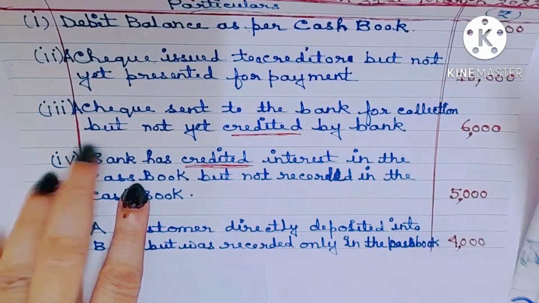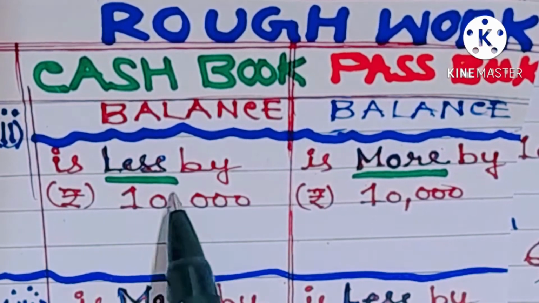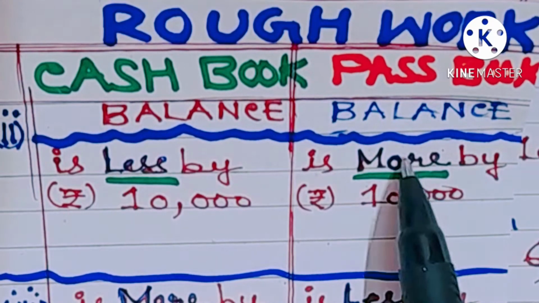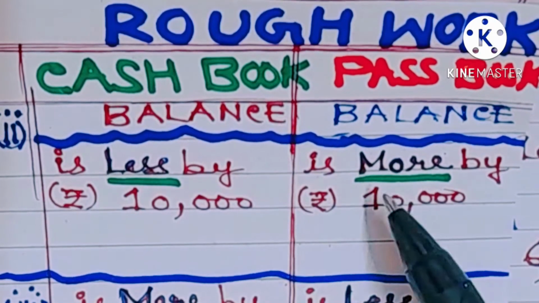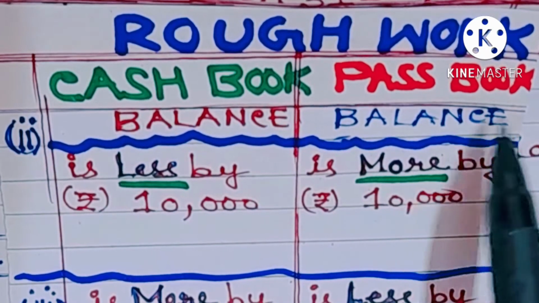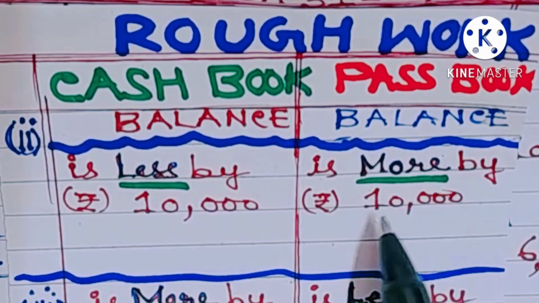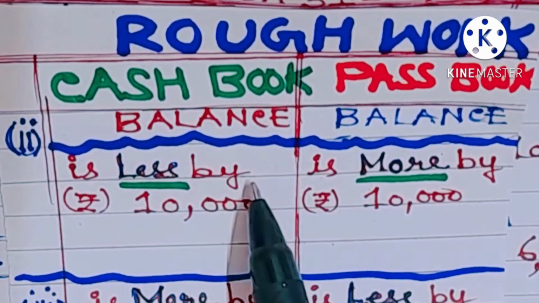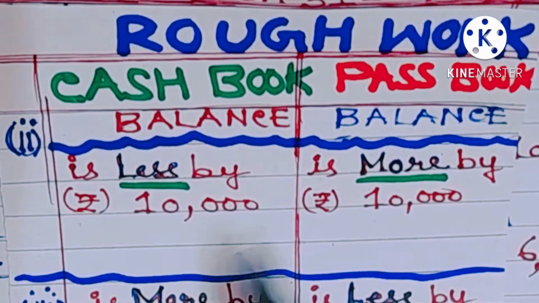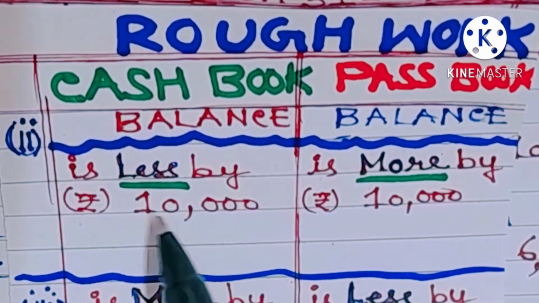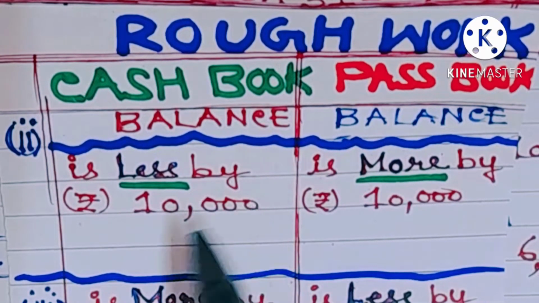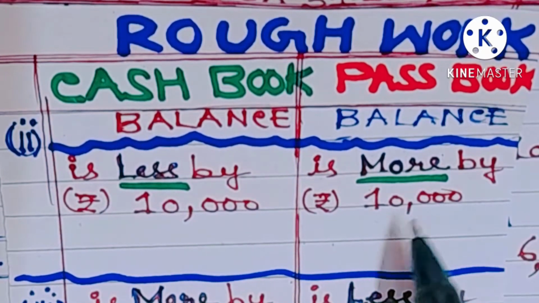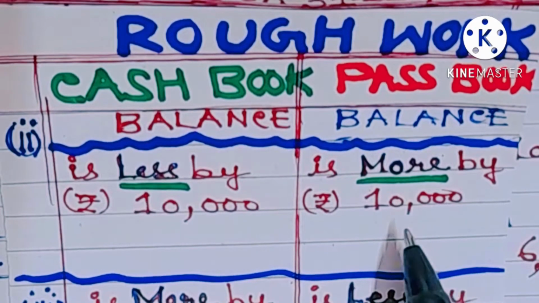So cash book is less by rupees 10,000. So cash book balance is less by rupees 10,000. But passbook balance will remain the same because nothing has been deducted from passbook. Why? Because the creditor did not go to the bank and did not present the check. So the passbook balance will remain the same. So passbook is more by rupees 10,000, but cash book is less by rupees 10,000 since the businessman has deducted rupees 10,000 in the cash book. Because when you're writing on the credit side in the bank column of the cash book, that means the businessman has deducted rupees 10,000 from the cash book. But passbook will remain the same since nothing has been entered in the passbook, since the creditor did not go to the bank, did not present the check within 31st March 2022.